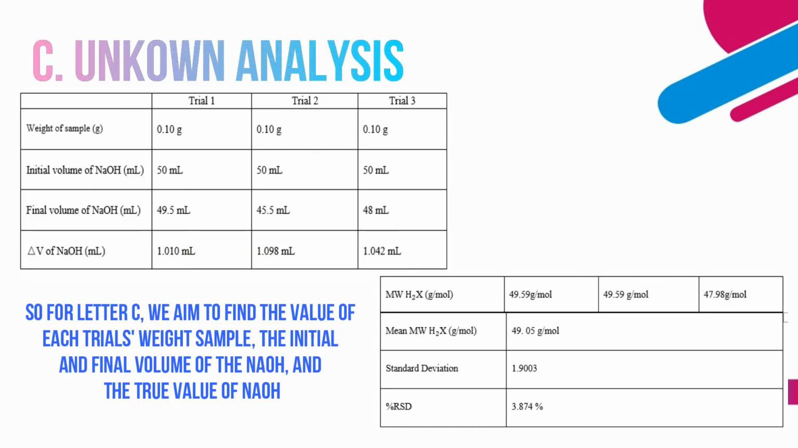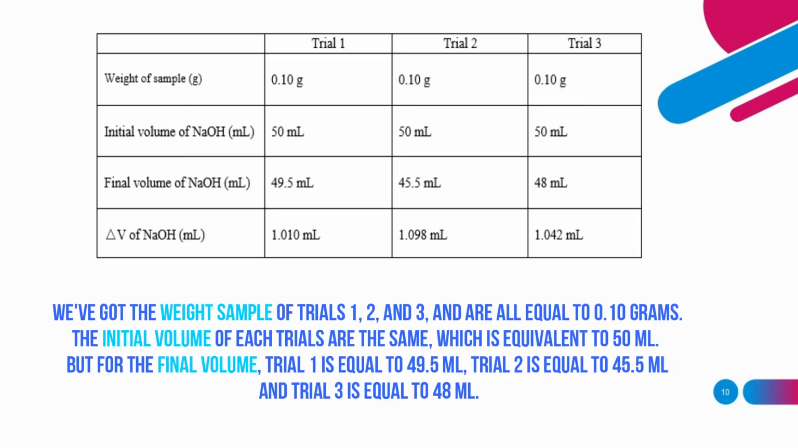So for letter C, we are to find the value of each trial's weight sample, the initial and final volume of the NaOH, and the true value of NaOH. So we've got the weight sample of trials 1, 2, and 3, and they are all equal to 0.10 grams. The initial volume of each trial is the same, which is equivalent to 50 ml, but for the final volume, trial 1 is equivalent to 49.5 ml, trial 2 is equivalent to 45.5 ml, and trial 3 is equivalent to 48 ml.